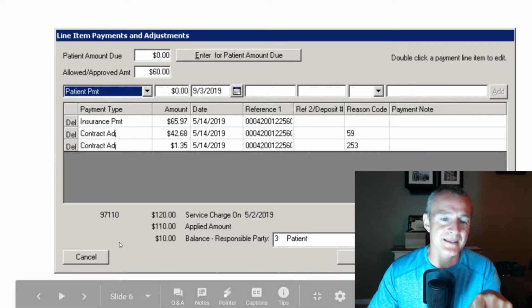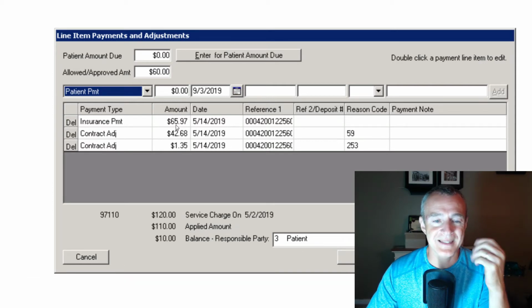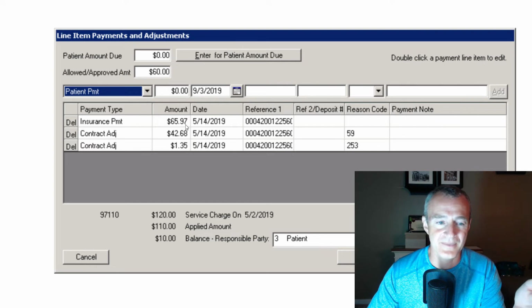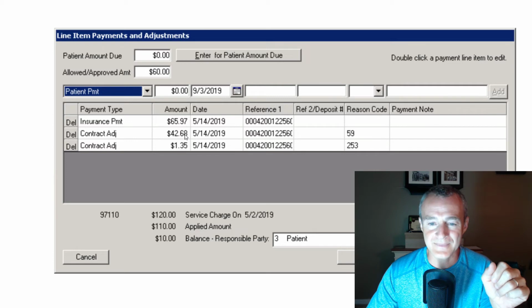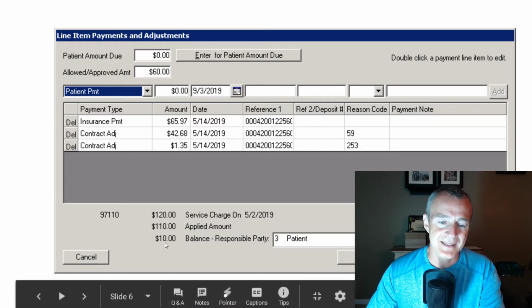If you look here at the bottom, this is the line item for therapeutic exercise, 3 units. We can see the insurance paid $65.97. So we'll round up to $66. Contract adjustment of $42.68, and then another adjustment of $135. So these are the reductions from the billed amount. The $10 balance is the patient's copay.